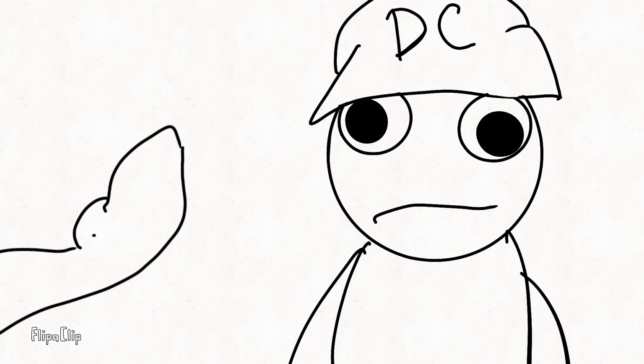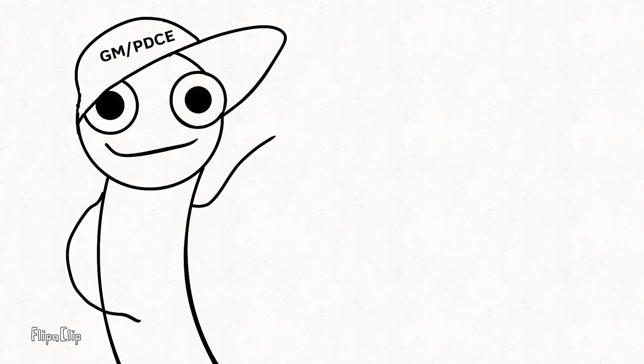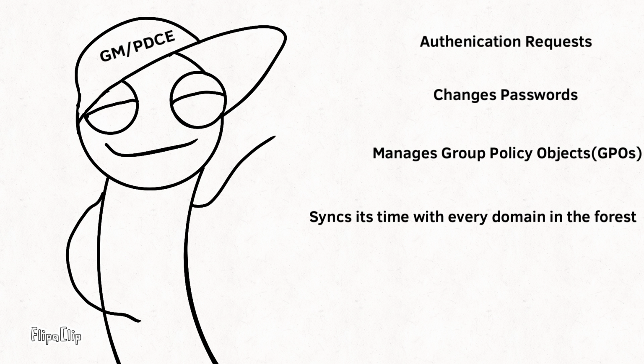Primary Domain Controller Emulator gives an employee, or a domain controller, a promotion to General Manager. The General Manager, in this case the Primary Domain Controller Emulator, is the one calling the shots in the domain. The General Manager responds to authentication requests, changes passwords, manages group policy objects, and syncs its time in every domain in the forest.